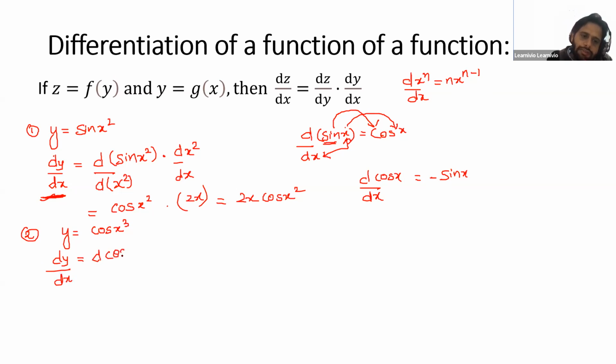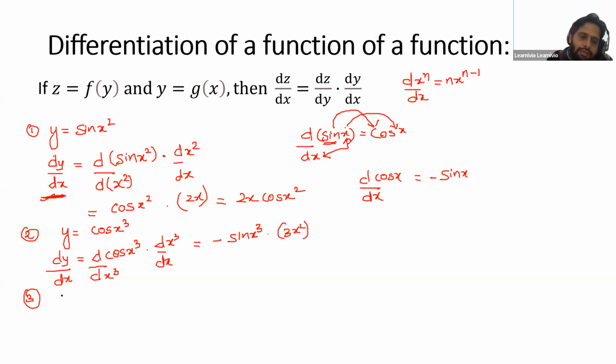Now, Krishna, please tell me with respect to what we will differentiate this? X cube. And we will differentiate x cube with respect to x. Now, what's the derivative of cos? Minus sine x cube. The angle will remain the same and its derivative is 3x squared. There's no need to write this one.